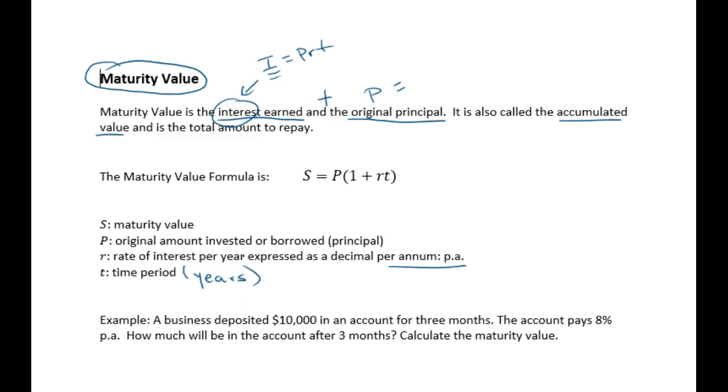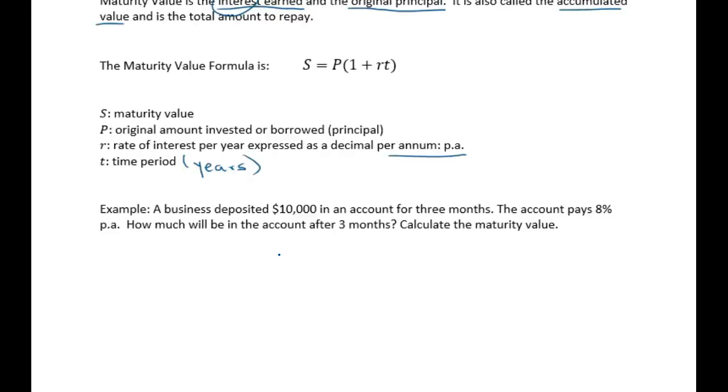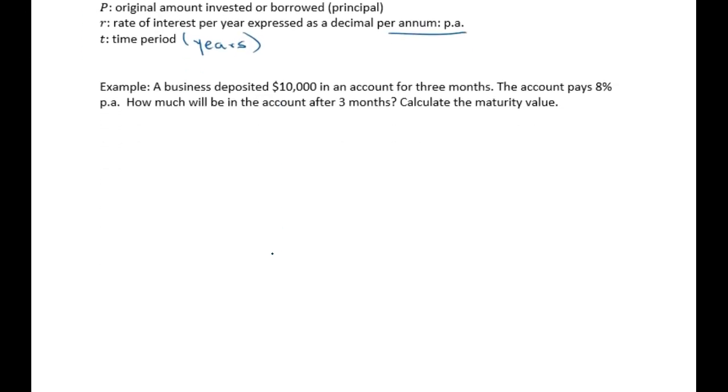So let's do an example of using the maturity value formula. A business deposited $10,000 in an account for 3 months. The account pays 8% per annum. How much will be in the account after 3 months, e.g. calculate the maturity value. So that would be our principal plus whatever interest we make in those 3 months. Our formula is maturity value is the principal multiplied by 1 plus rate times time.